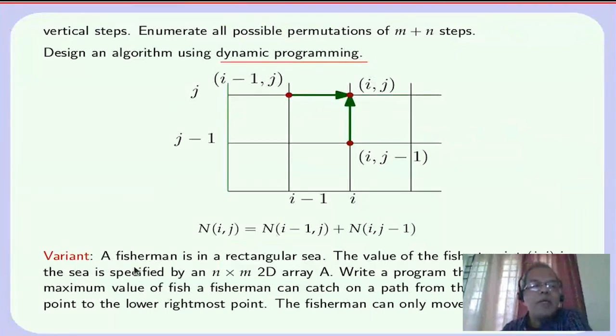Another variant. A fisherman is in a rectangular area. The value of the fish at point (i, j) in the sea is specified by an n by m 2D array A. Write a program that computes the maximum value of fish a fisherman can catch on a path from the upper leftmost point to the lower rightmost point. The fisherman can only move down or to the right.